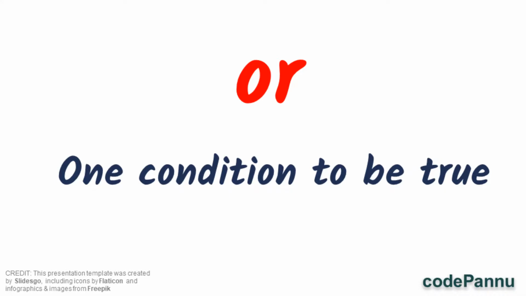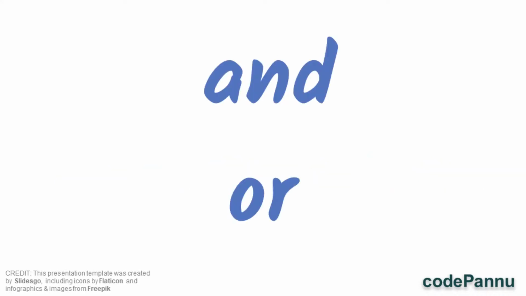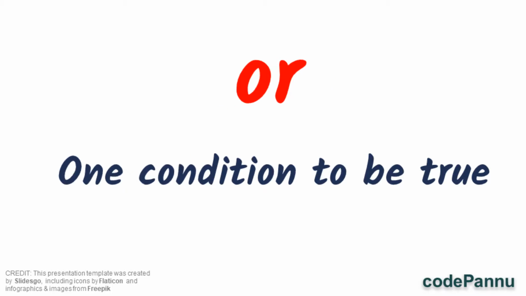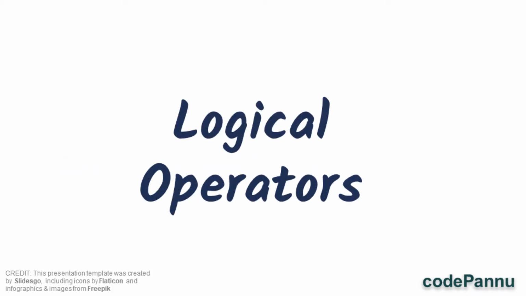Just like how we use and and or in English, we can use the same and and or in Python also. When we use and, we mean that we want all the conditions to be true, and when we use or, we mean that at least one condition should be true. Now I hope that you have understood why we are using logical operators with conditions.